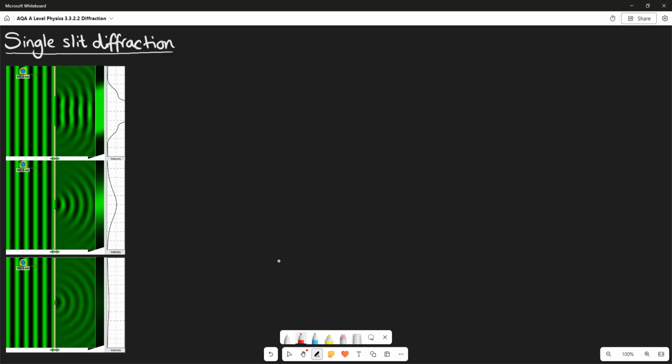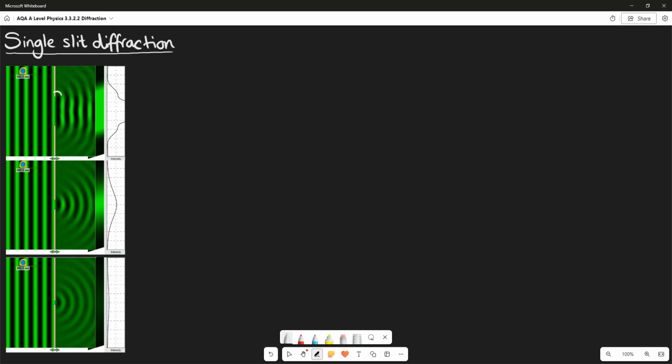Welcome to diffraction. We're going to look at single slit diffraction and then diffraction gratings. So we've previously talked about diffraction and how the gap and its relation to the wavelength can affect the amount of diffraction. And I've got some screenshots from the PhET simulation here to show this effect. So we've talked about it in very simple terms previously.